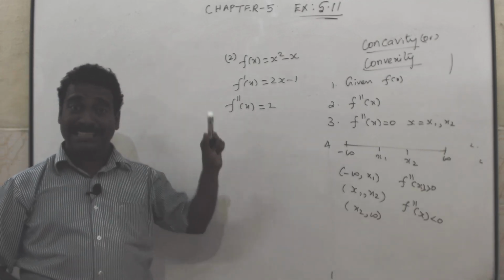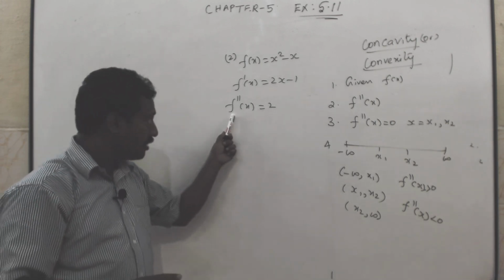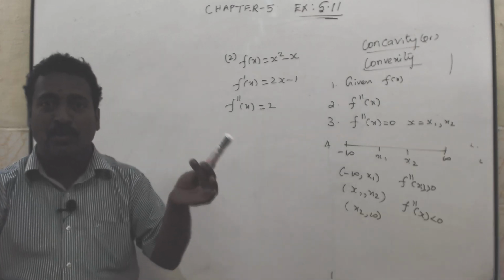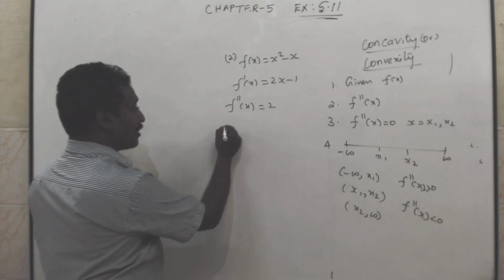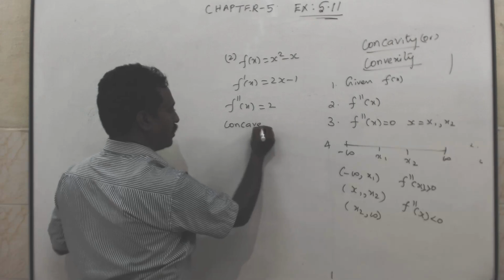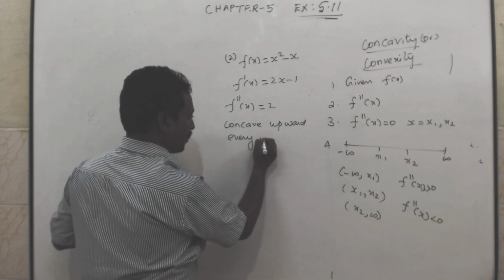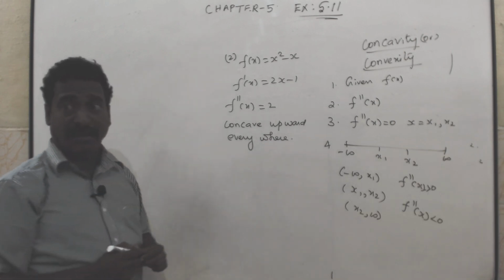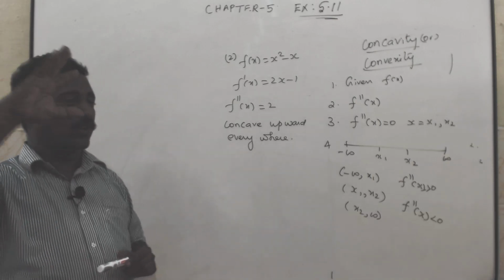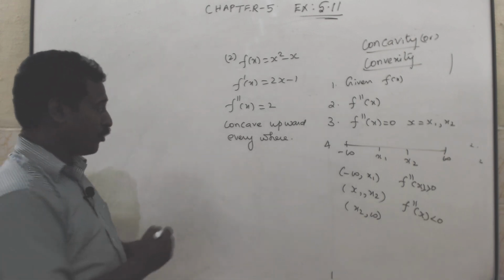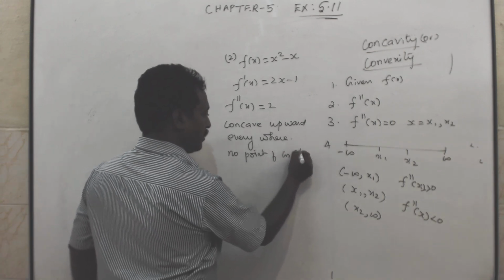Same way, if x is there in the second derivative, then only we can think about the interval. Here there is no x, that's why we can't think about the interval. F double dash of x is positive, therefore concave upward everywhere. Here no point of inflection, because point of inflection means the curve changes concave up to concave down. It is concave upward everywhere, therefore no point of inflection. Is it clear?